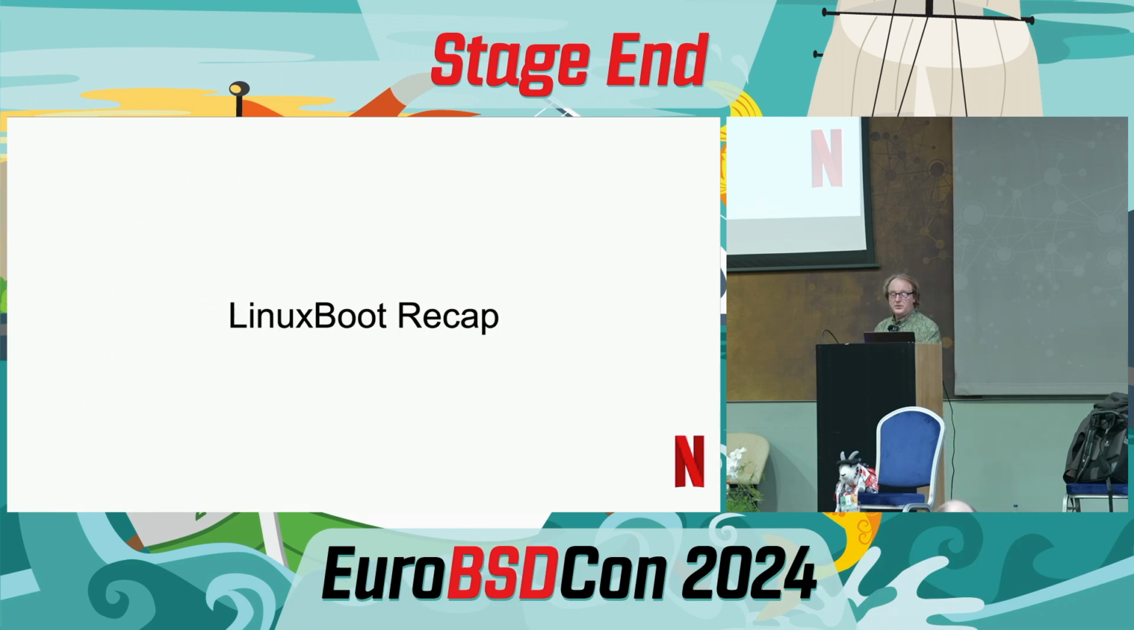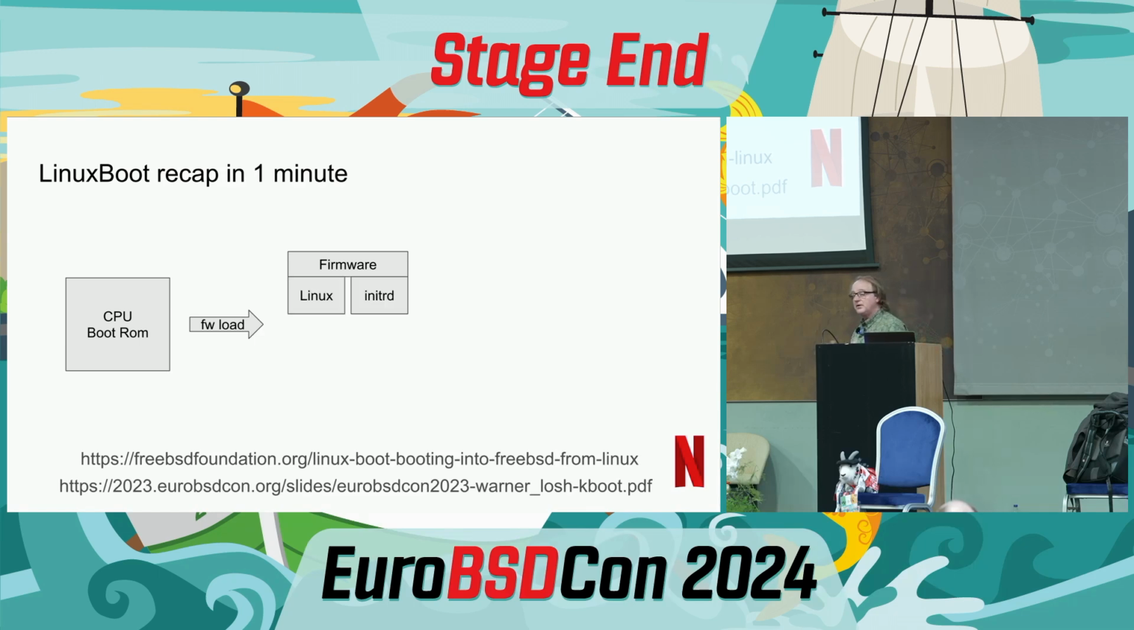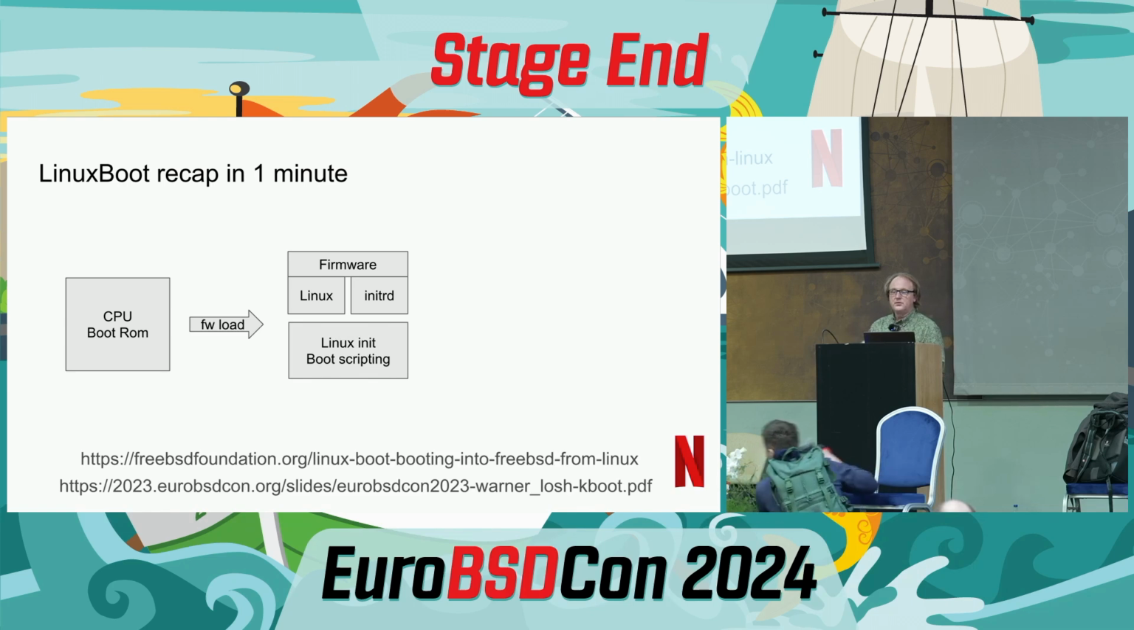So first, a quick recap. LinuxBoot, at its basis, assumes there's a CPU that boots. The CPU then will load the firmware. And inside this firmware somewhere is a copy of Linux and the initrd. As you may know, the initrd is just the initial root file system for Linux. These usually are paired items, and they have some sort of scripting that figures out what to boot next. So the scripting will run.